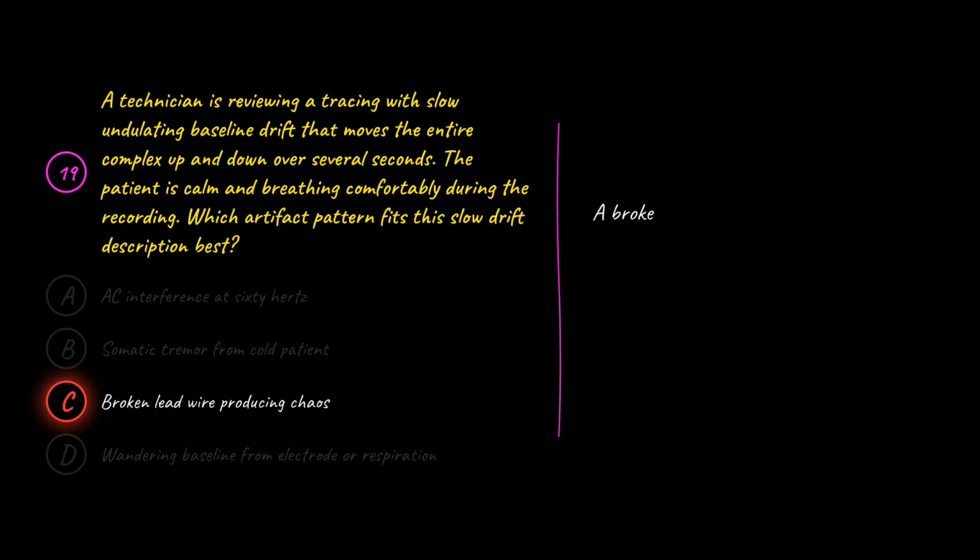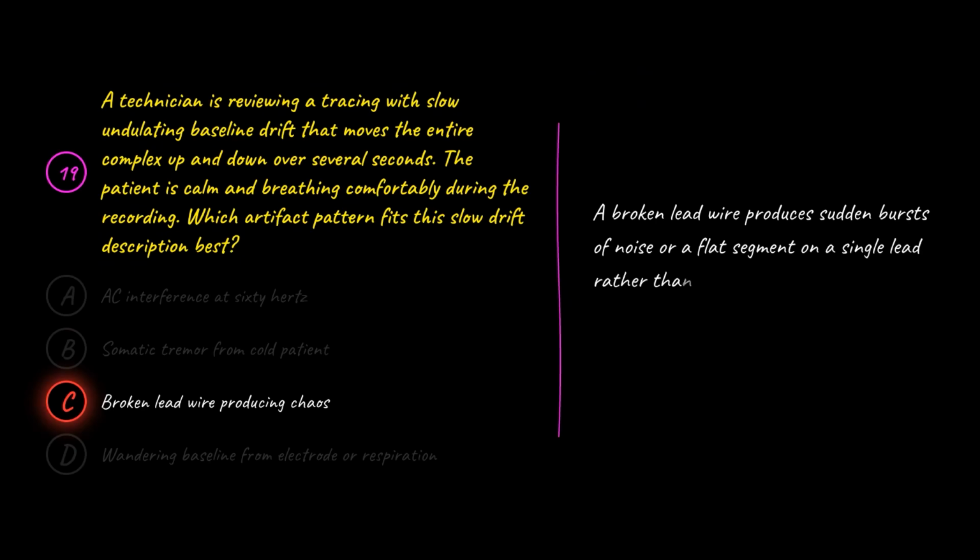C is wrong because a broken lead wire produces sudden bursts of noise or a flat segment on a single lead rather than a generalized slow drift. Broken wire artifacts are localized to one lead, not systemic.